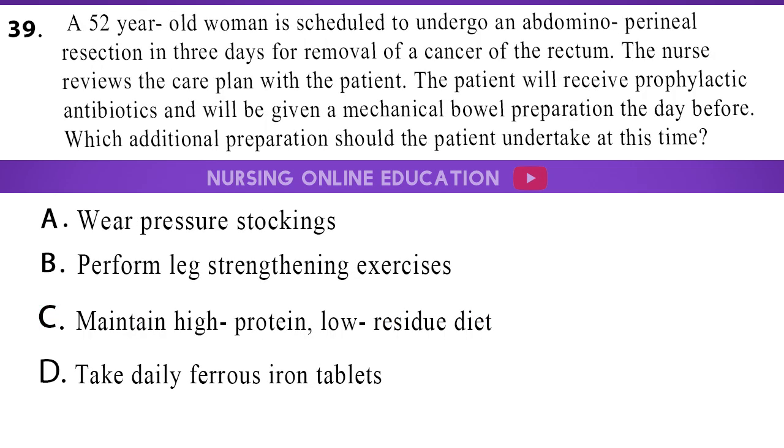39. A 52-year-old woman is scheduled to undergo an abdominoperineal resection in 3 days for removal of a cancer of the rectum. The nurse reviews the care plan with the patient. The patient will receive prophylactic antibiotics and will be given a mechanical bowel preparation the day before. Which additional preparation should the patient undertake at this time? A. Wear pressure stockings. B. Perform leg strengthening exercises. C. Maintain high protein, low residue diet. D. Take daily ferrous iron tablets.